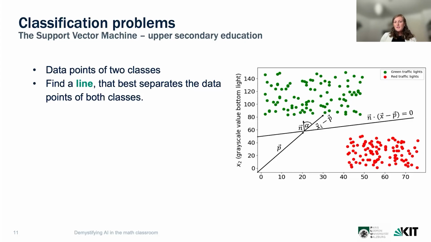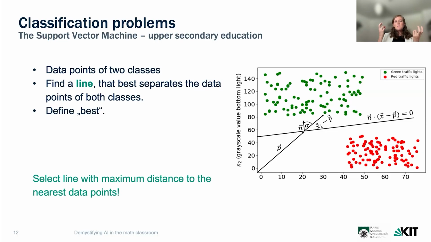In order to find the best line, we need to define what best means. And I already said this. We choose the line with maximum distance to the nearest data points of both classes. And in order to find this line, we have to calculate the distance of any data point to the line. And computing distances from points to lines or points to planes is something students also have to do extensively in the mathematics classroom at upper secondary education. So this is another application of what is already in the curriculum, basically.